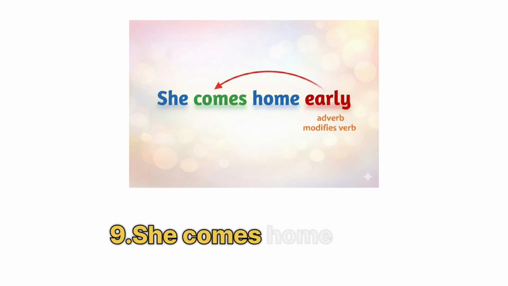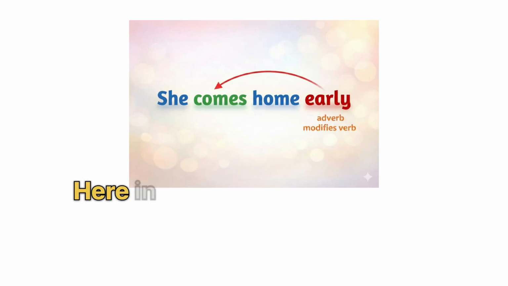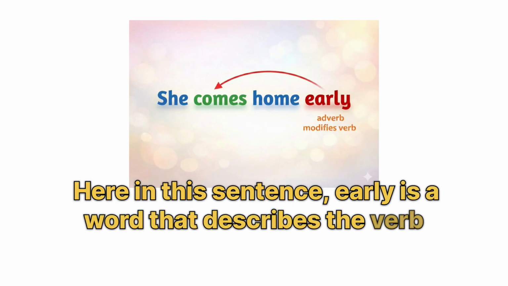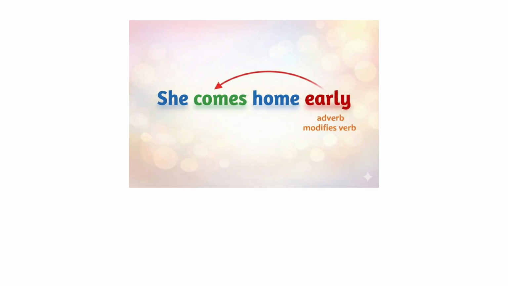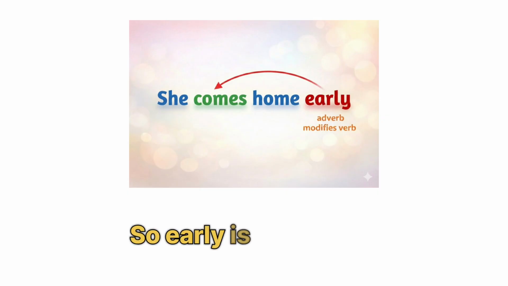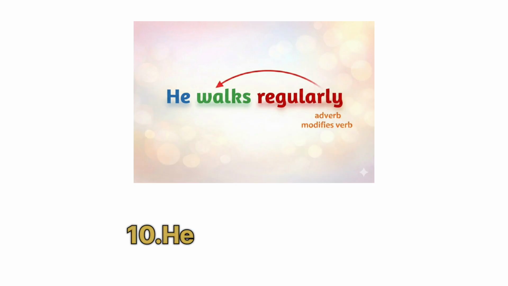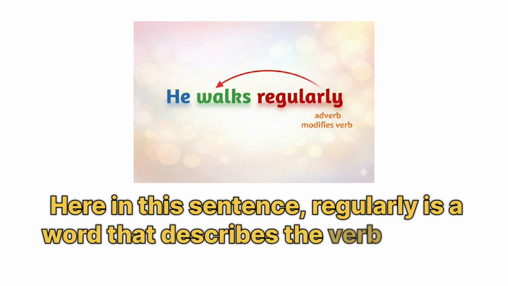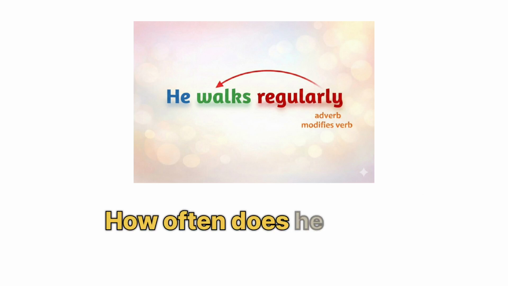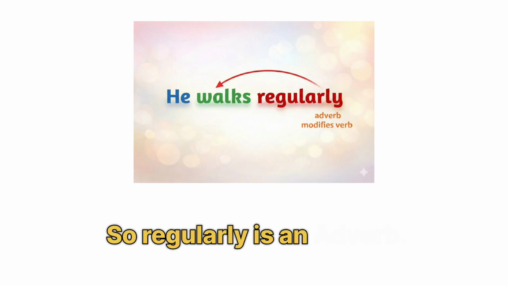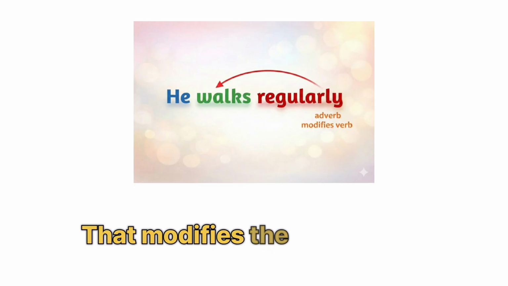She comes home early. Here in this sentence, early is a word that describes the verb come. When does she come? She comes home early. So, early is an adverb. He walks regularly. Here in this sentence, regularly is a word that describes the verb walk. How often does he walk? He walks regularly. So, regularly is an adverb that modifies the verb walk.